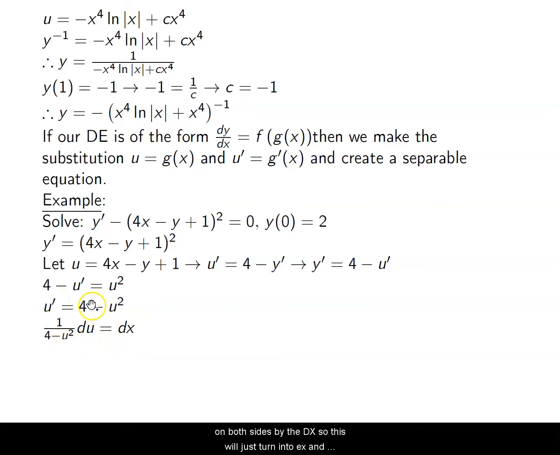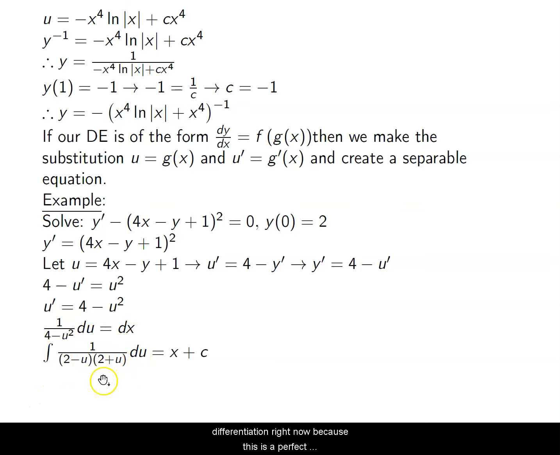Okay, du dx. I divide this on both sides, multiply the dx. So this will just turn into x, and this side will separate since it's a perfect square. So integrating this gives me x plus c, the constant of integration. Here, this is going to take a little bit more work.